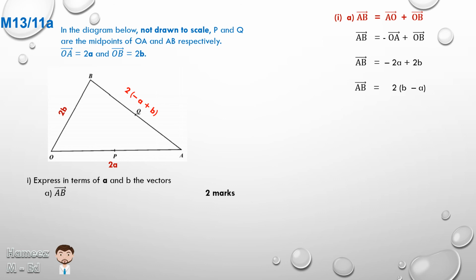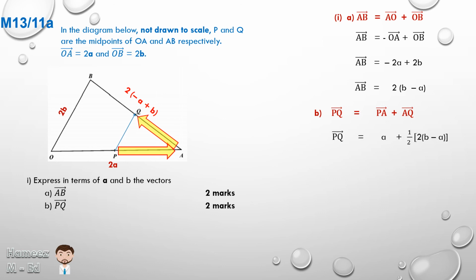Now part B. Do the same for PQ. So how do we go from P to Q? We can go from P to A and then from A to Q. Now remember, P is the midpoint of OA. So if the whole length was 2a, that means from P to A, it would just be a. And AQ is such that it is half of the AB because Q is the midpoint of AB as given above. So we can substitute PQ is equal to PA plus AQ, PA is equal to a, and AQ is equal to half (2b minus 2a).